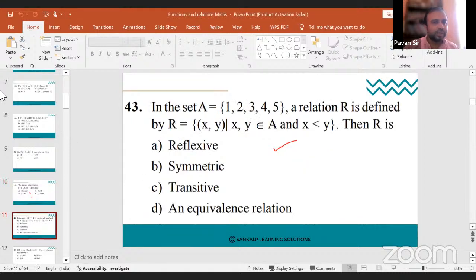Next question. So next question is, in the set A, 1, 2, 3, 4, 5, a relation R is defined by R is xy such that x comma y belongs to A and x is less than y. Then R is, the options are reflexive, symmetric, and transitive, and all are equivalent relations. An equivalence relation. So just try to give the answer for this. Jyoti has given D as the option.